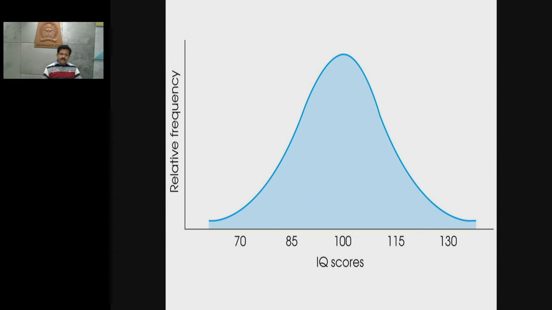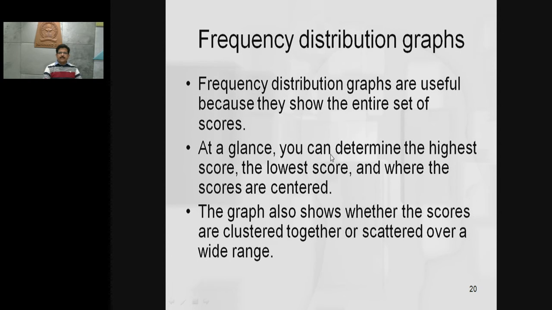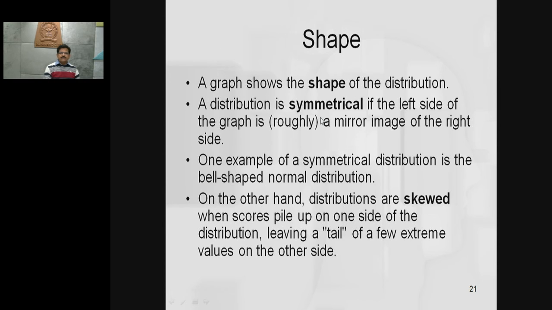We have a curve taking x values, that is the IQ scores for instance, along the x-axis and relative frequencies along the y-axis. Frequency distribution graphs are useful because they show the entire set of scores. At a glance, you can determine the highest score, the lowest score, and where the scores are centered. The graph also shows whether the scores are clustered together or scattered over a wide range.